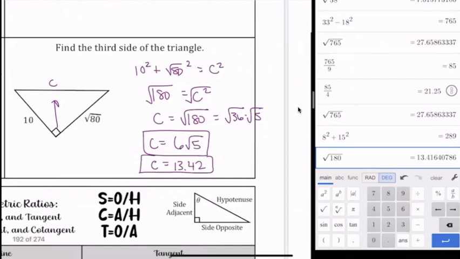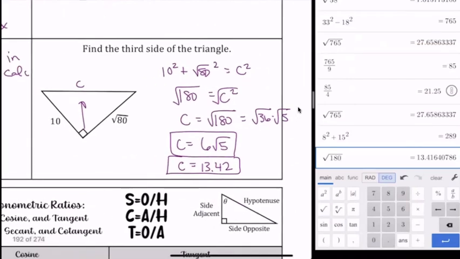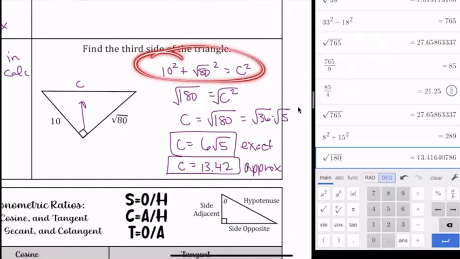And then lastly, we had this one. This one was an approximate and exact answer. Here is our simplified radical form, and then our approximate answer. I was looking for C. Here's what I got here. And then 110 squared plus 80 squared, or square root of 80 squared. This I put in the calculator, and it told me 180. I took the square root of 180.